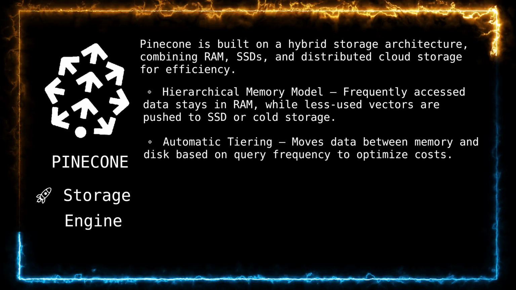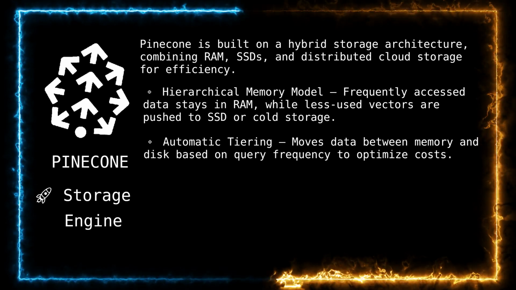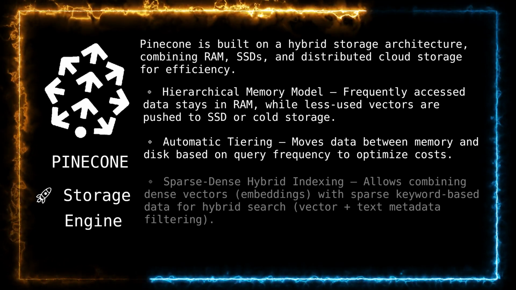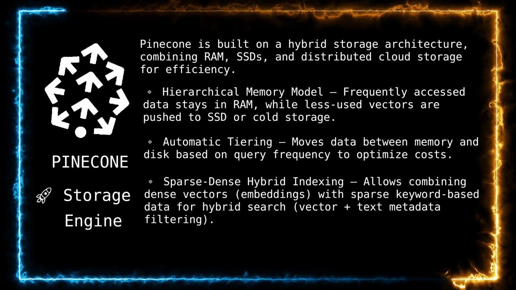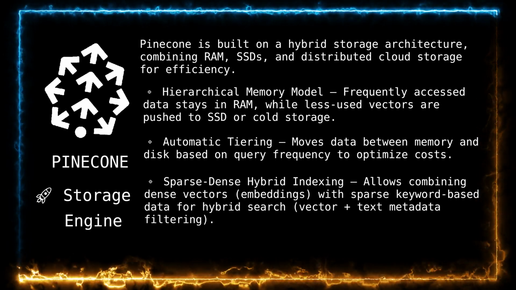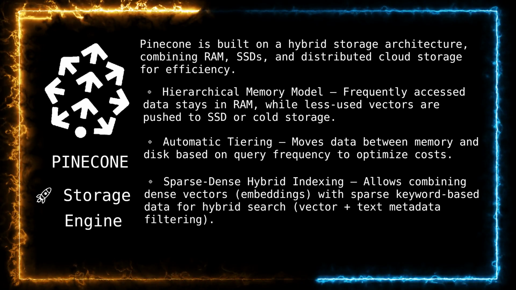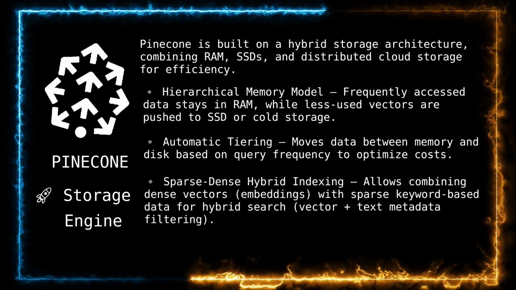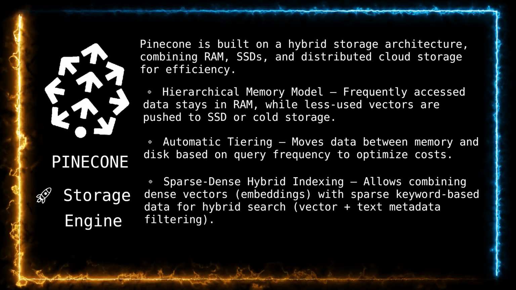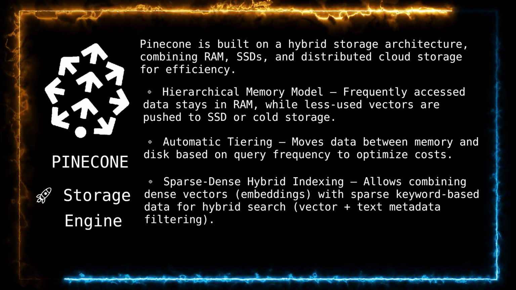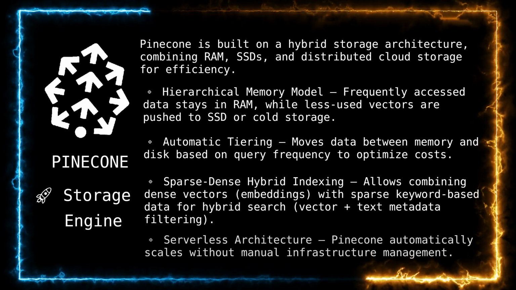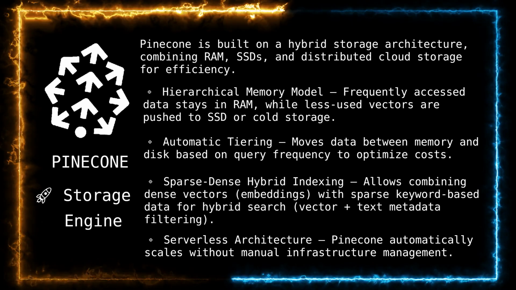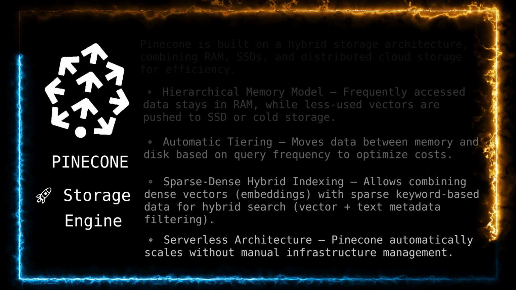Next we have automatic tiering, which moves data between memory and disk based on query frequency to optimize cost. Another storage feature, sparse-dense hybrid indexing, allows combining dense vectors with sparse keyword-based data for hybrid search. That is a combination of vector search and text metadata filtering. And serverless architecture: Pinecone automatically scales without manual infrastructure management.